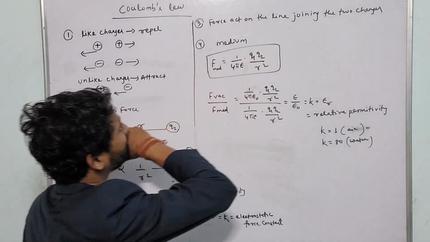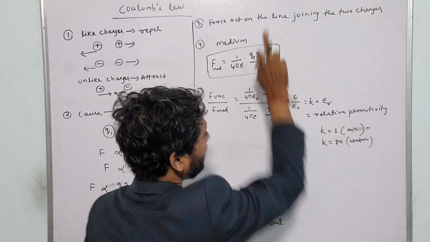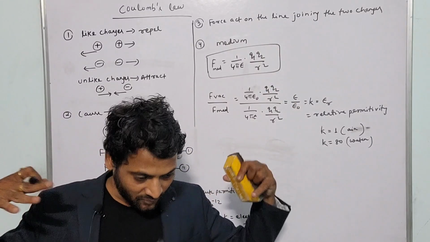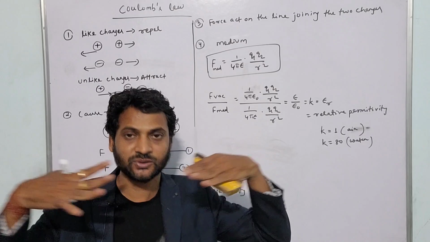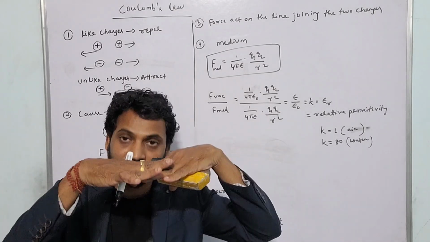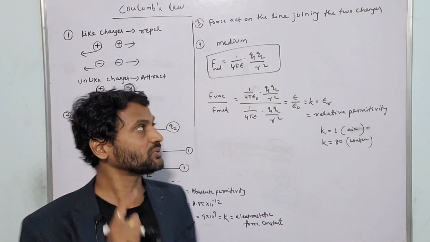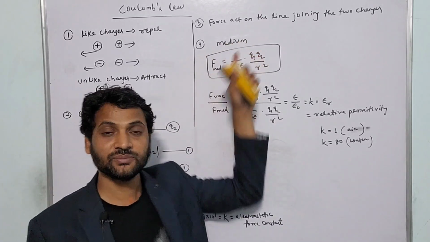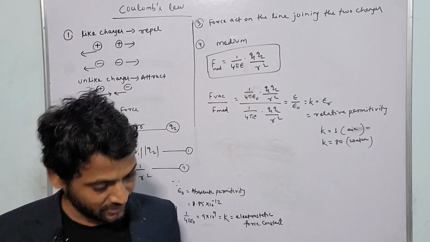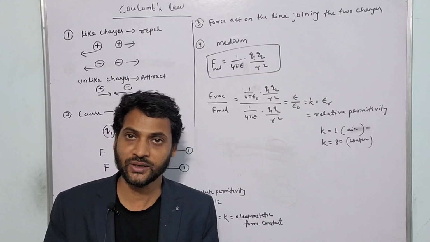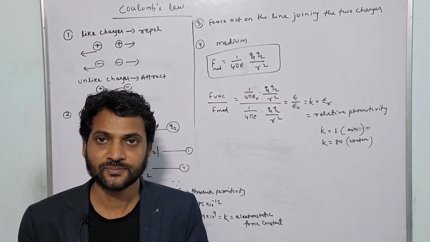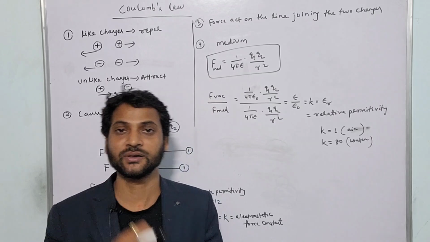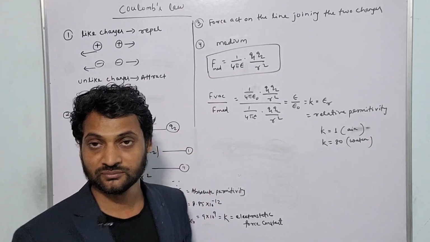Third law क्या है? Third law is force acts on the line joining between the two charges. Whatever the force will be exerted or experienced between two charges, that will act along the same line. Understood? And fourth law is the nature of medium. Nature of medium मतलब क्या है? The nature of medium will affect the magnitude of force, right? Or you can say the magnitude of the force will be affected due to the nature of medium.